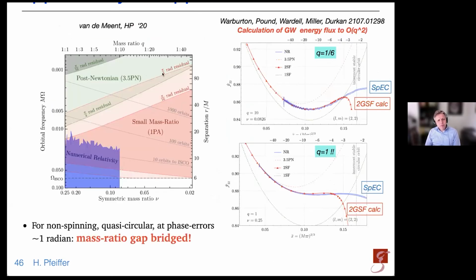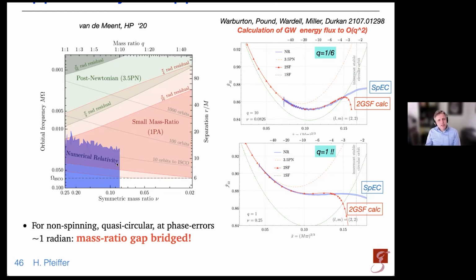So we were able to make, Maarten van de Meent and myself, last year, this plot here, with distance going up, mass ratio going right. We could delineate the region of parameter space where the small mass ratio approximation at 1PA will be good enough once 1PA exists. Post-Newtonian is up here in that corner, numerical relativity is down here in that corner, and you see combined, they actually span the entire parameter space for quasi-circular non-spinning binaries.